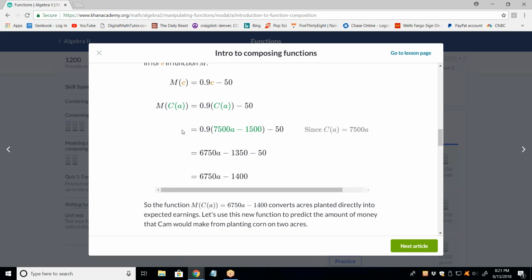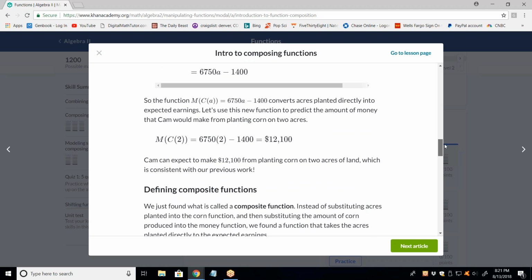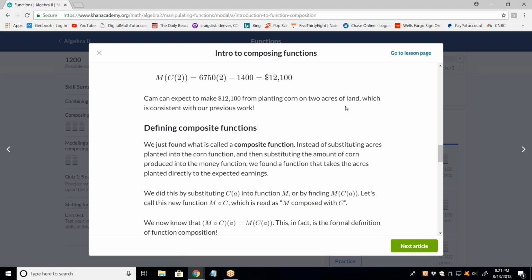By substituting, in other words, you see this step right here where I'm pointing? Well, if you distribute that 0.9 and then combine the 2 numbers, you get this final function. So that converts the acres planted directly into expected earnings. Now we just have 1 function and we don't need 2. And that's always better. That's simplifying. In other words, if we planted 2 acres, we're going to make $12,100.